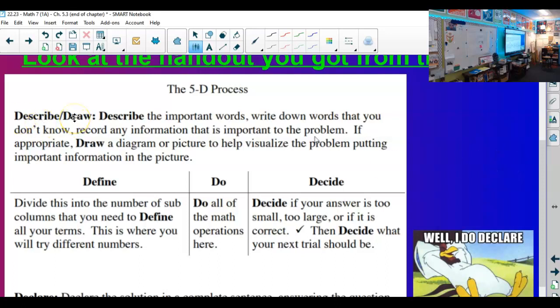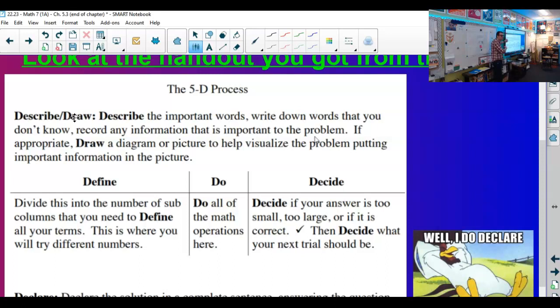So the first one has two options. Don't get confused. Describe, draw, right? They really call it describe, but if you draw a picture, it could really help you if you're one of the artist type people. So, Gabe, you want to read these? Describe the important words. Write down words that you don't know. Record any information that's important to the problem. If appropriate, draw a diagram or picture to visualize the problem, putting important information in the picture.